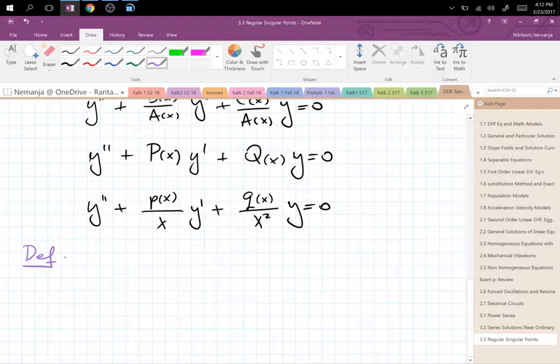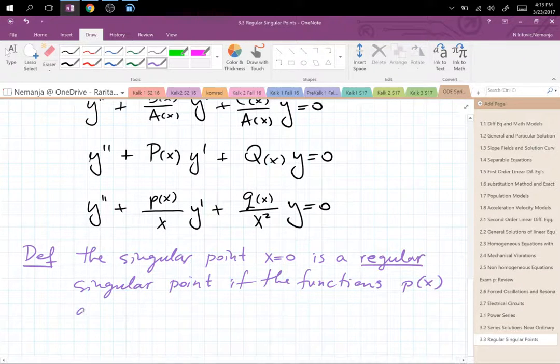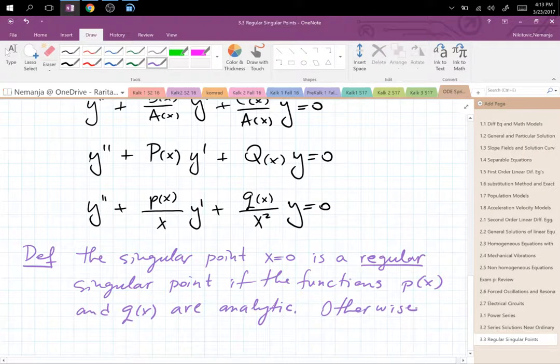So the singular point x equals 0 is a regular singular point if the functions lowercase p(x) and lowercase q(x) are analytic. Otherwise, it is irregular.